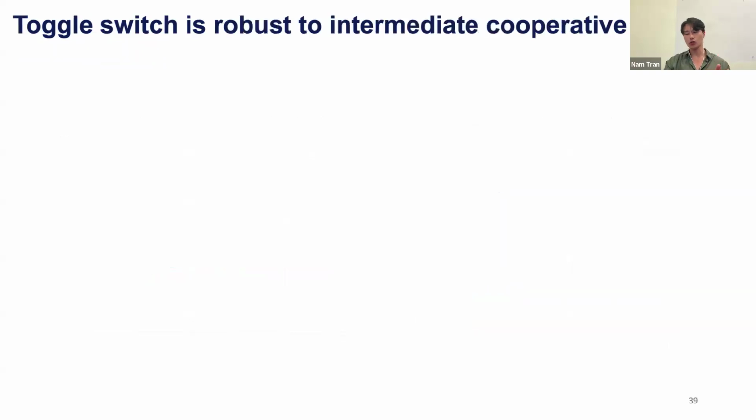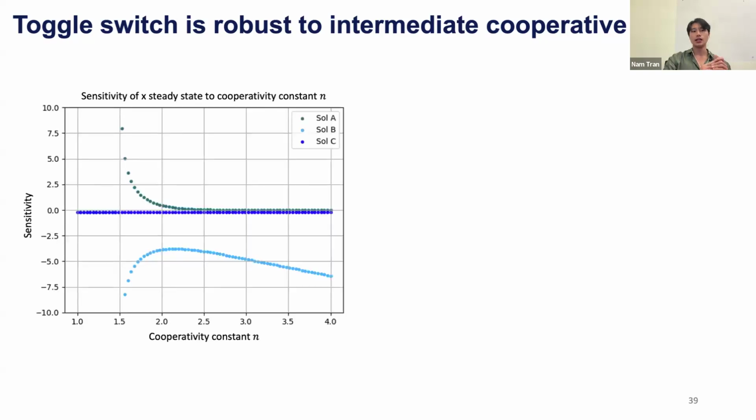So I want to do this for N now. For the toggle switch, how sensitive is it to changing the cooperativity binding strength N? And we're going to show that it's most robust to intermediate values. So again, here is the X species in the loop. And you can see on the vertical, the sensitivity, and on the horizontal, the cooperativity. 2 of the steady states are very sensitive. They blow up for small n, and one of them blows up for large n. So as a whole, the X species is only robust in the middle.